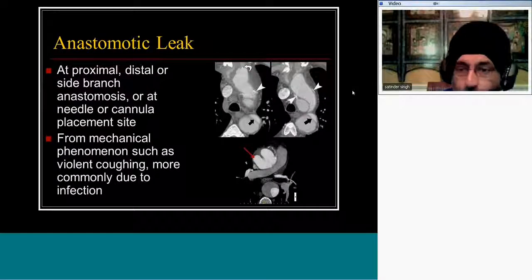However, anastomotic leaks can develop either at the proximal anastomosis. There's a big leak, a big neck of the ascending aorta at the level of the right pulmonary artery. This is a PSA attached to the graft, or it can develop at the distal anastomotic sites. Usually, they are due to some kind of violent coughing, or actually more commonly due to infection. Patients who have a bout of excessive cough can develop anastomotic leaks. Sometimes leaks can also be seen at the site of aortic cannulations, especially for cardiopulmonary bypass procedures.